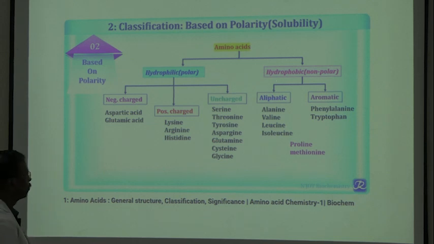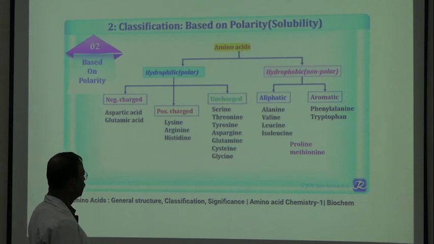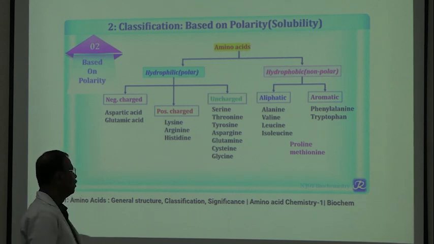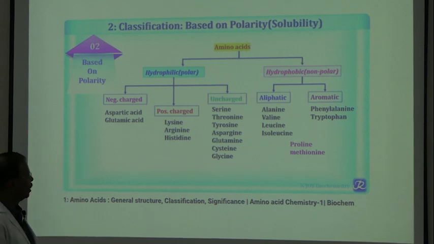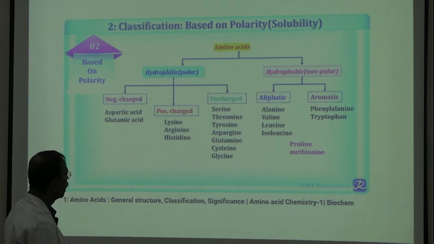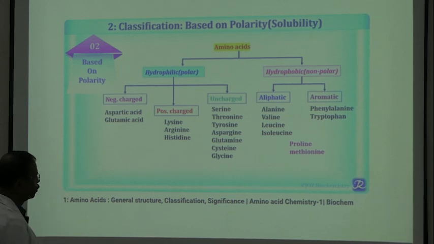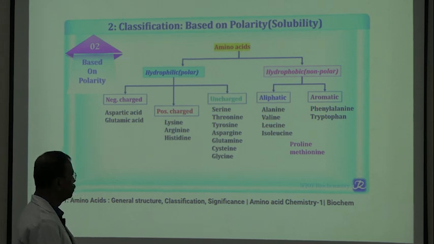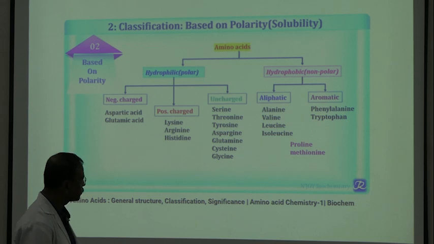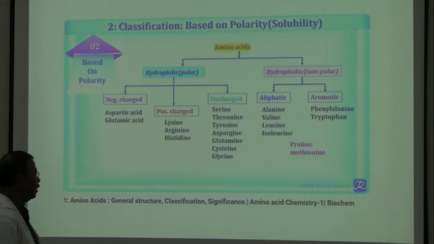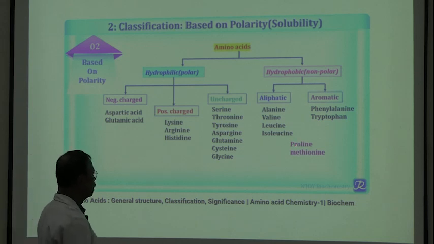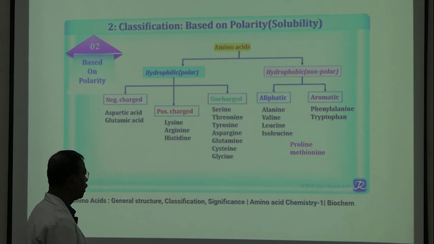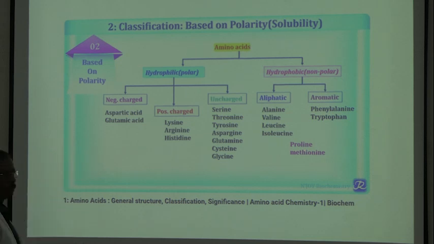Hydrophobic, non-polar. Aliphatic amino acids are alanine, valine, leucine, isoleucine. They are hydrophobic amino acids. And the aromatic amino acids which are hydrophobic are phenylalanine and tryptophan. Proline and methionine are also under the hydrophobic group.